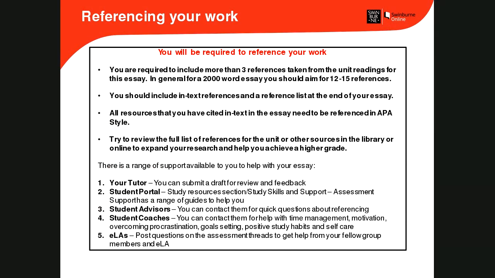Okay, this is where we've got our numbers for the references. It's so important to include more than 3 references taken from the unit readings in this essay. So that was the absolute bare basics for 1A. We're really looking for about 12 to 15 references, okay? And that's different references, not a different chapter in the same source.